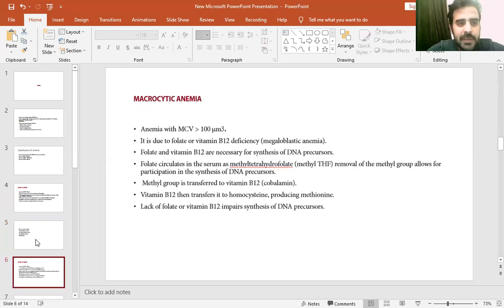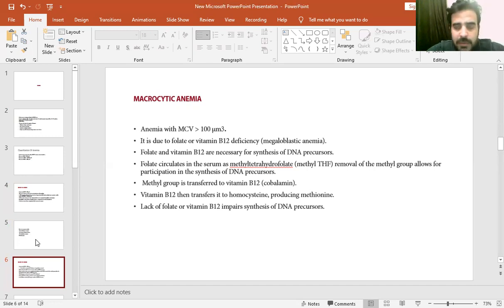Macrocytic anemia: the name suggests big cells, or megaloblastic anemia. It is the anemia in which the mean corpuscular volume is more than 100 micrometer cube, due to folate or vitamin B12 deficiency. We call that megaloblastic anemia. The two main causes I have written which cause megaloblastic anemia are deficiency in the levels of vitamin B9 and vitamin B12.